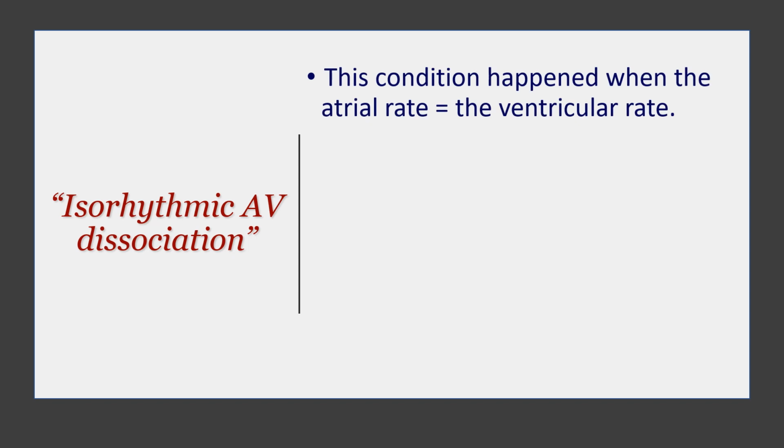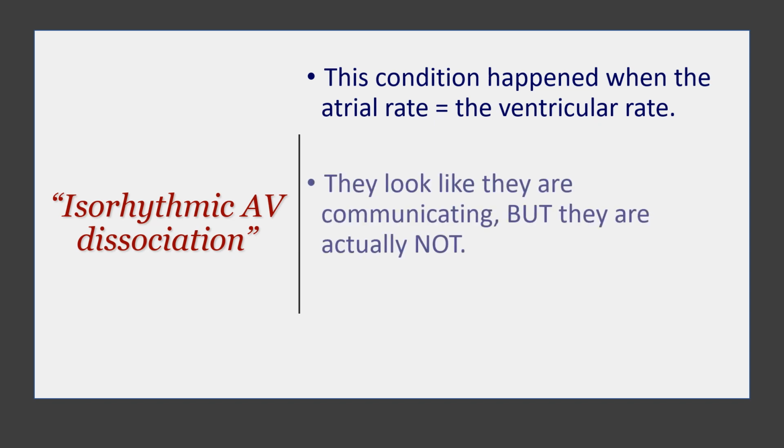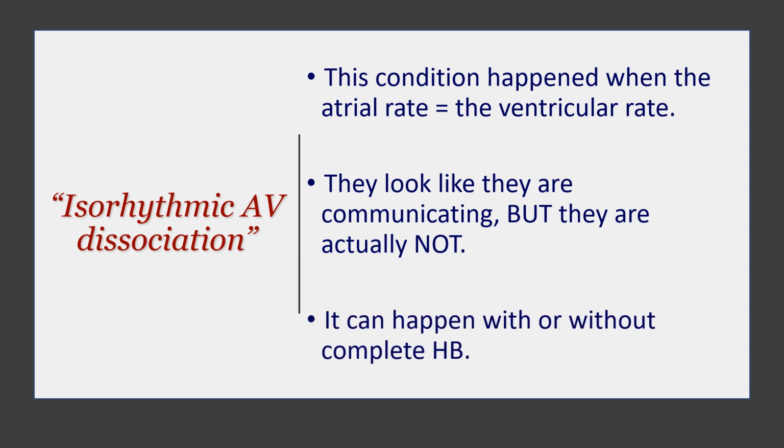It is a condition that happens when the atrial rate is equal to the ventricular rate, and they look like they're communicating. The atria look like they're talking to the ventricles. The P waves look like they're talking to the complexes, but actually they're not talking to each other at all. And it can happen with or without complete heart block, and I will explain this in a few minutes.